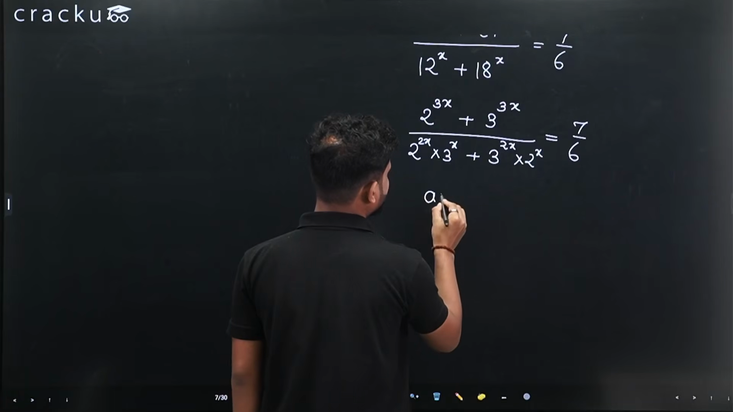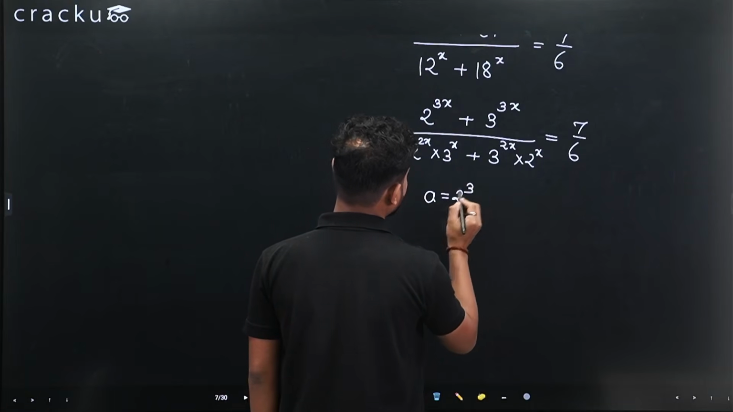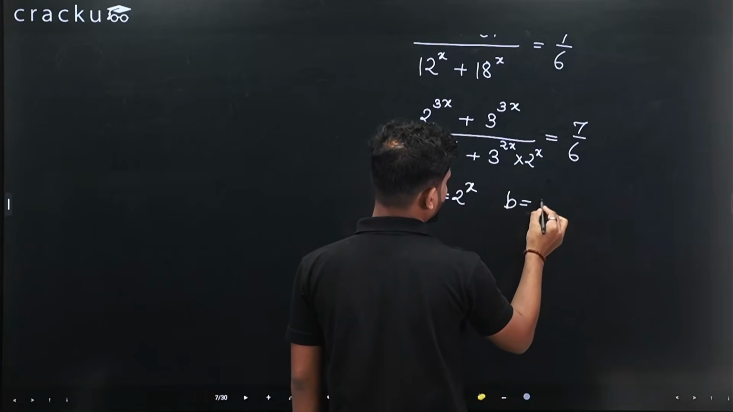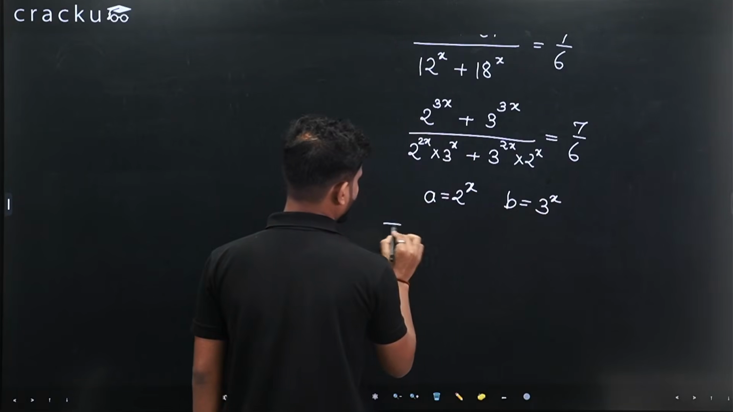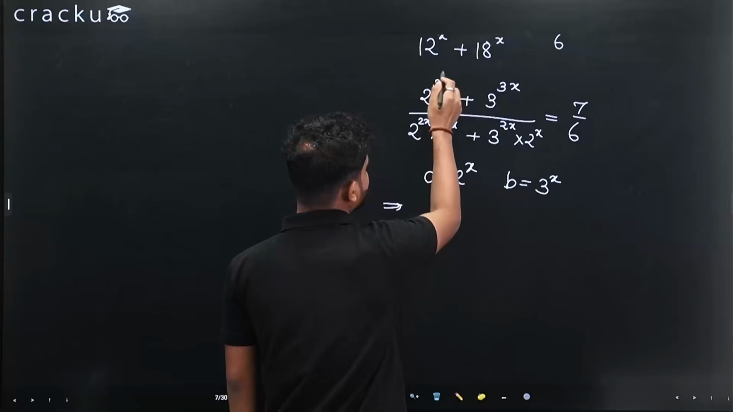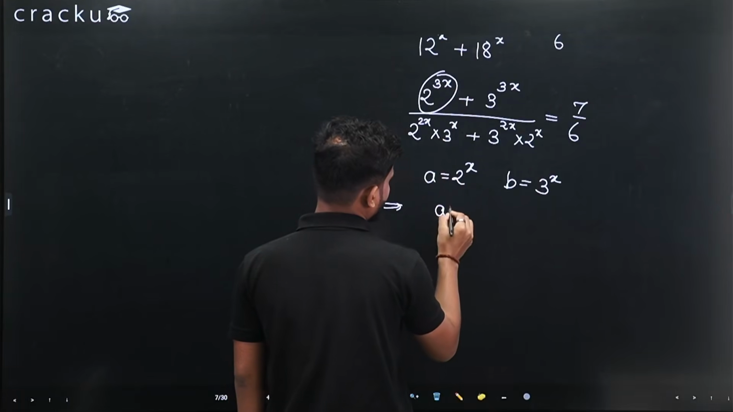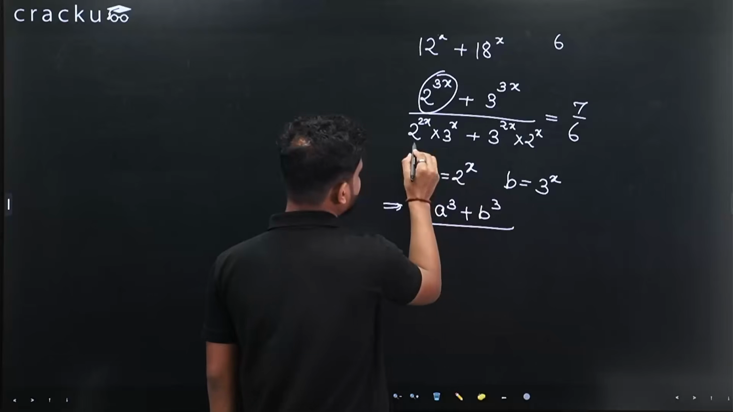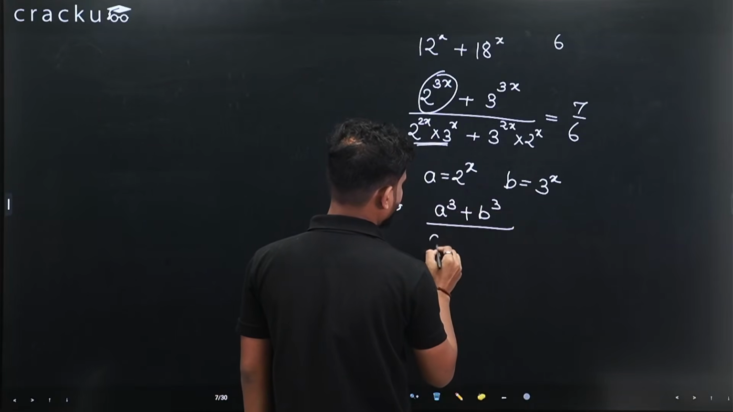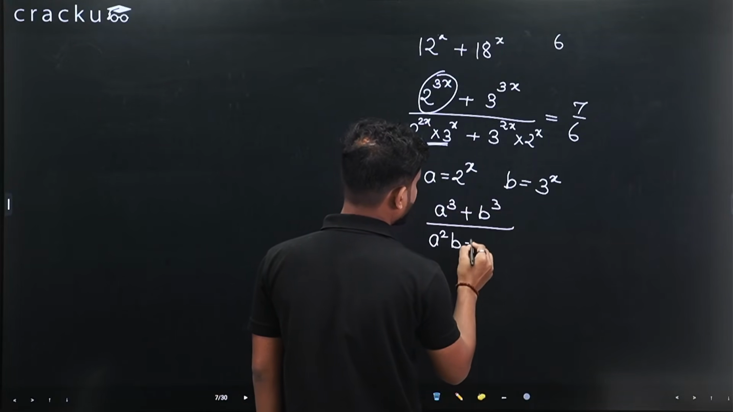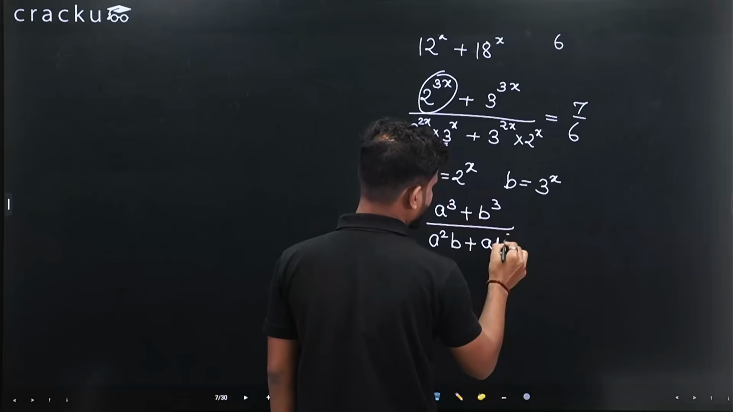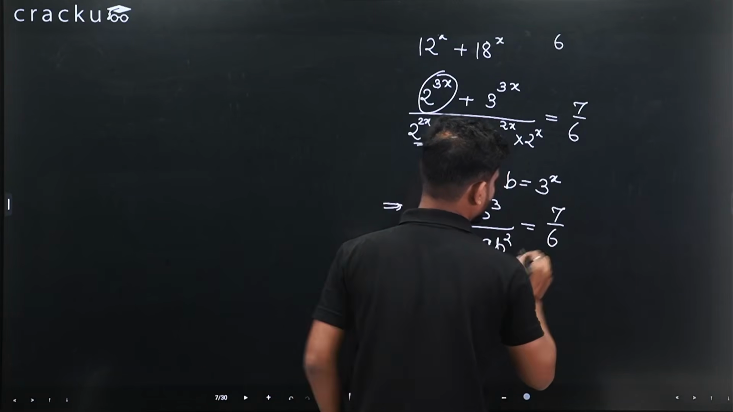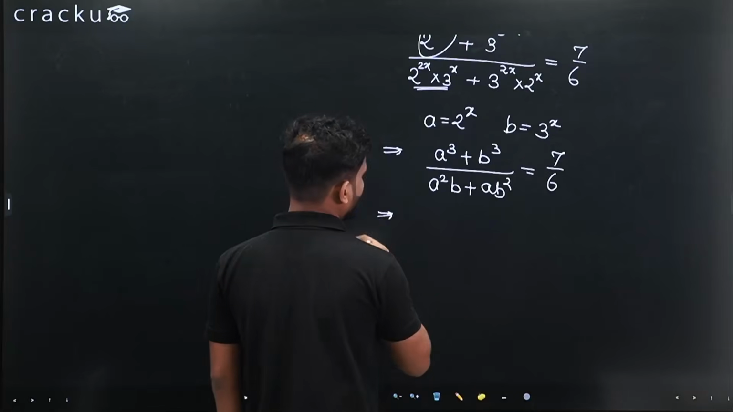Now put A is equal to 2 raised to x and B is equal to 3 raised to x. From here what you get? You get A cube plus B cube upon, this is nothing but A square B plus AB square, is equal to 7 upon 6. From here what you get?